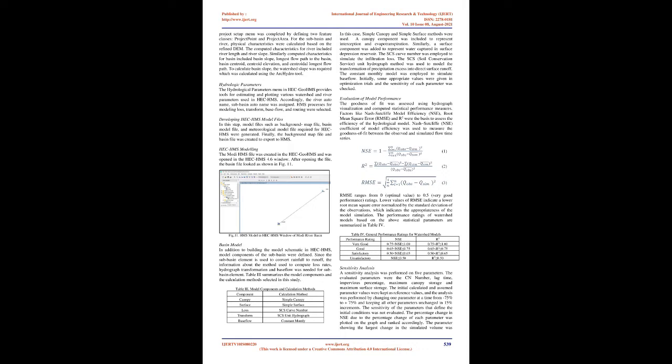The mean monthly temperature from 1992 to 2016 of the Kushma climate station was used. It is required for computing the potential evapotranspiration.